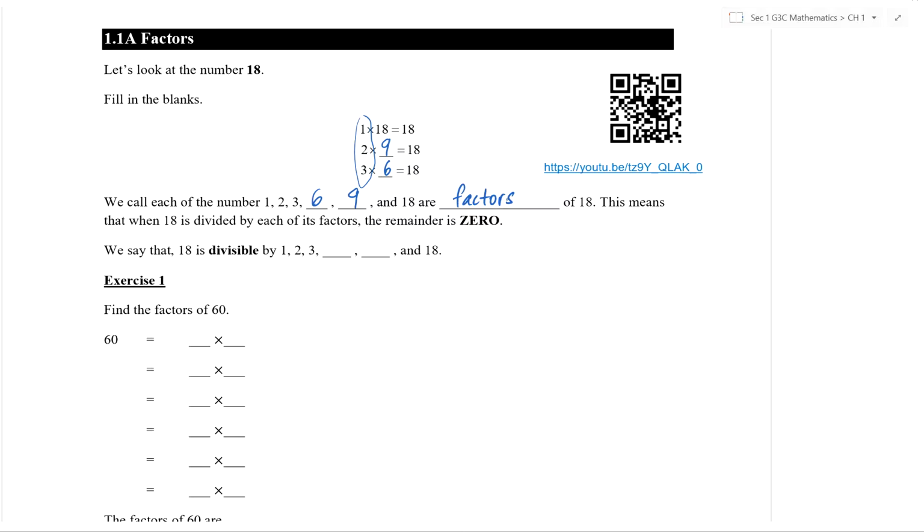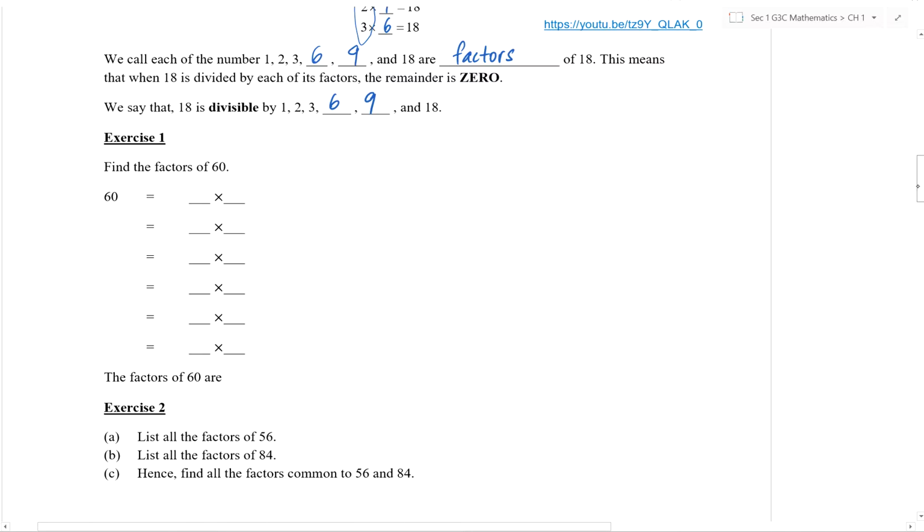Okay, so these are factors. I hope you are recapping. So they are factors of 18. If you take 18, you divide by any of these numbers, there is no remainder. When we say that 18 is divisible by 1, 2, 3, fill in the blanks, 6, 9, and 18. So, exercise number 1, find the factors of 60.